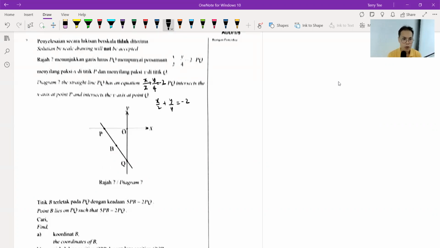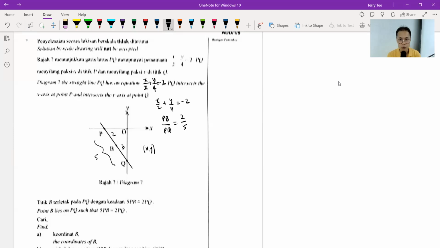Point B lies on PQ such that 5PB is 2PQ. That means PB over PQ is 2 over 5. That means PB is 2, PQ is 5, BQ has to be 3. You're supposed to find the coordinate point B. Okay, so this is not difficult. We have to use the ratio, the division of line segment formula.